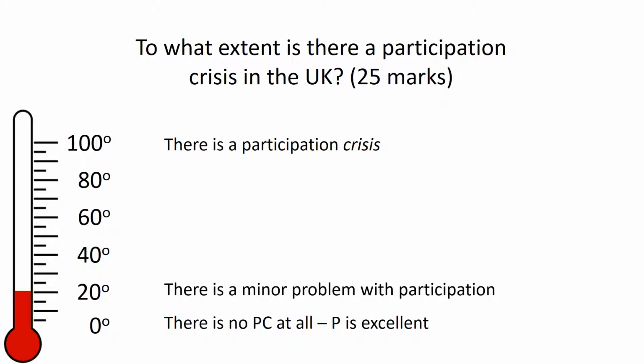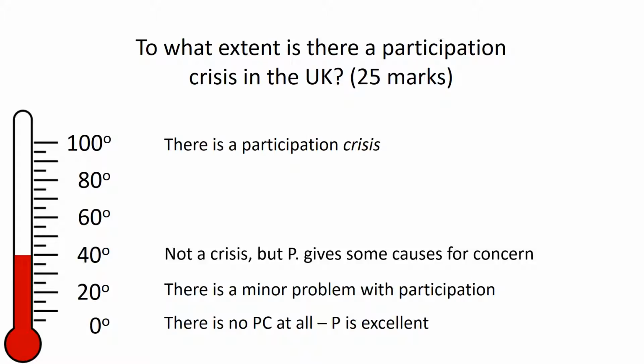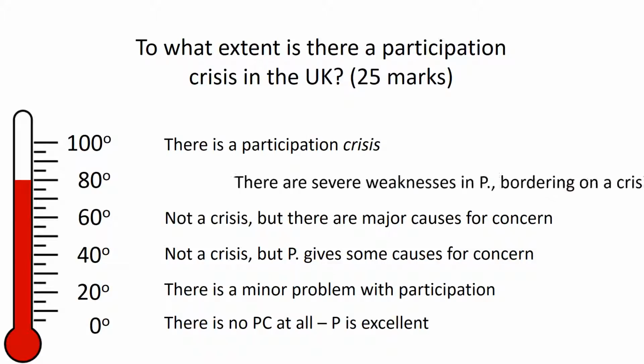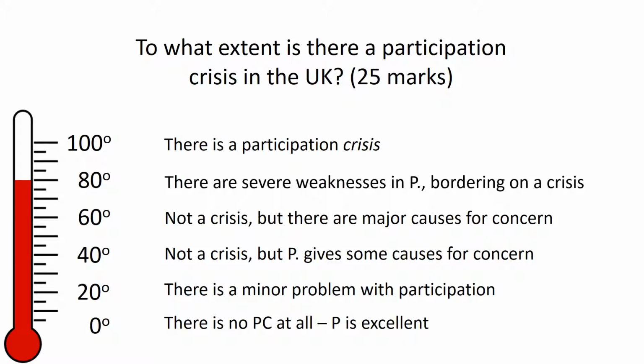40. What would that look like? There's not a crisis, but participation in the UK gives us some cause for concern. At 60, something like, there's not a crisis, but there are major causes for concern. And then lastly, at 80%, so we broadly agree with the question, but perhaps with a slight reservation. We might say something like, there are severe weaknesses in participation in the UK bordering on a crisis.